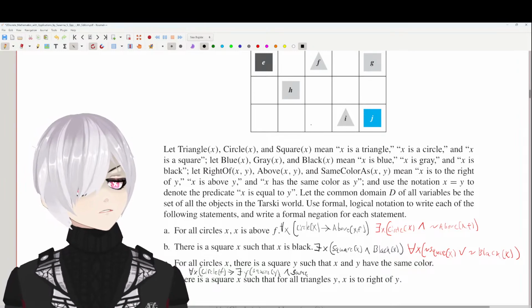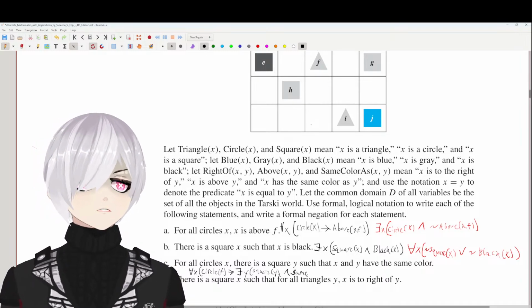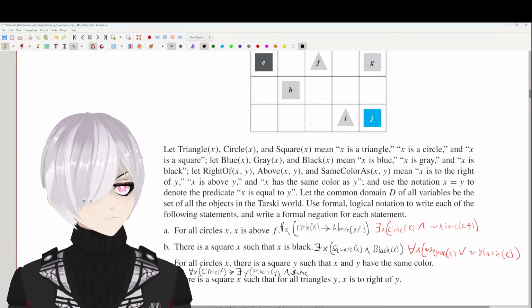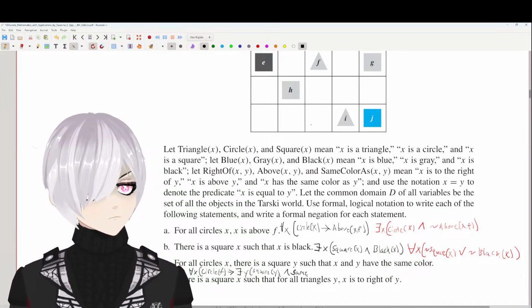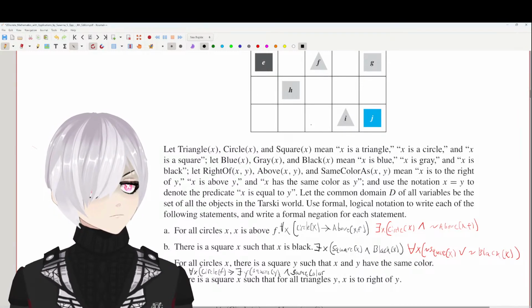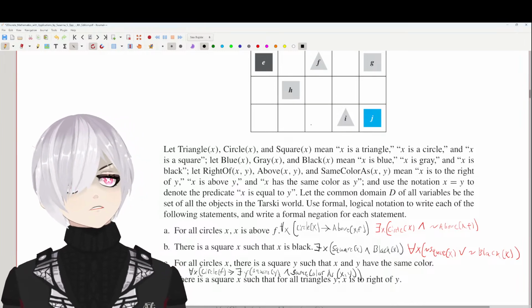So let's see, for all X, if X is a circle then there exists a square of the same color. So they have the same color, X and Y. Okay.